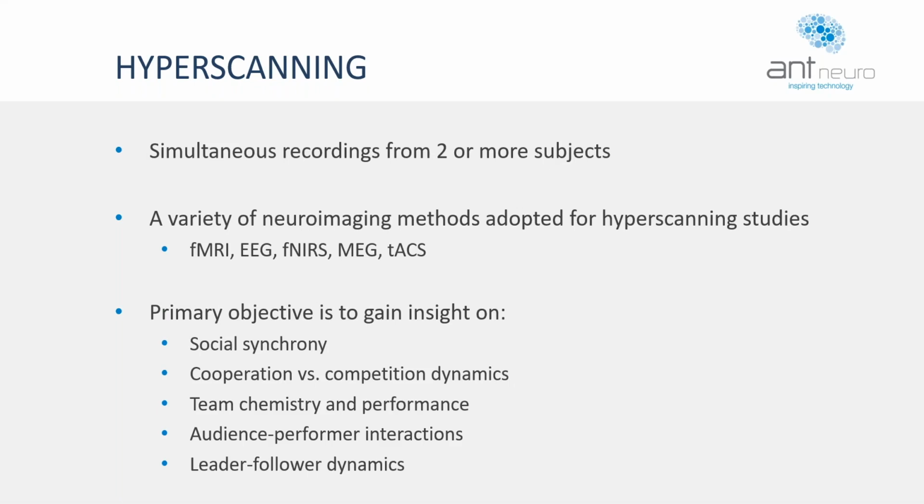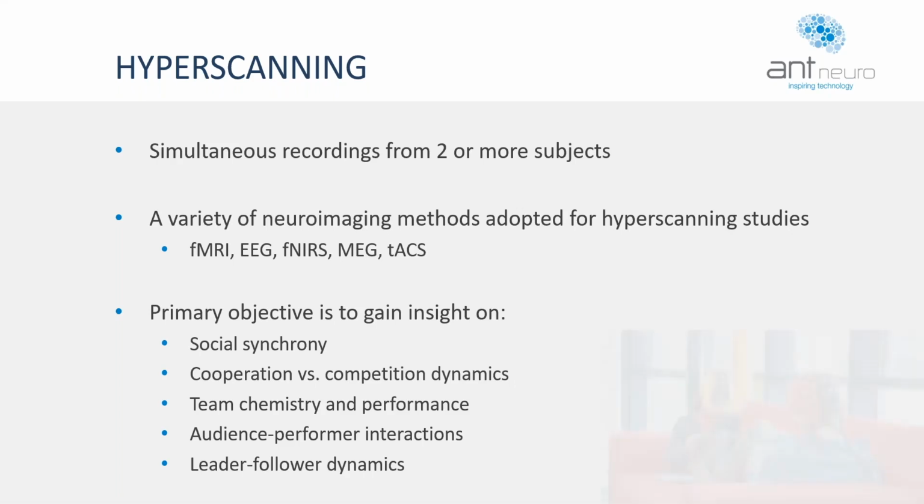And with all of these neuroimaging methods, the primary objective is to gain insight on topics such as social synchrony, on what cooperation versus competition dynamics look like, how your audience and a performer interact with each other, for example, and to lend a little bit of insight into team chemistry, performance, team mental models, and so on. So all of these objectives are possible to address with a hyperscanning study.